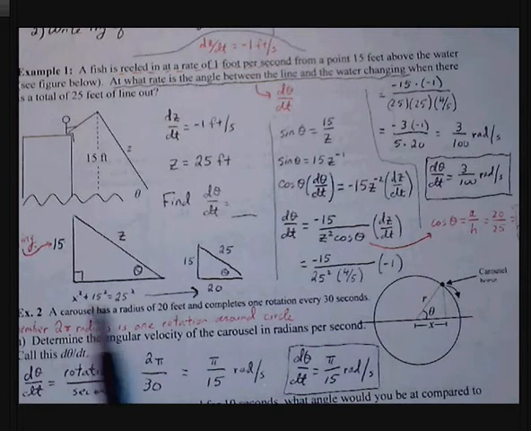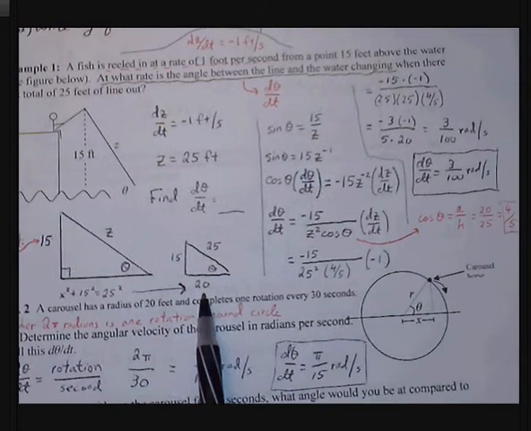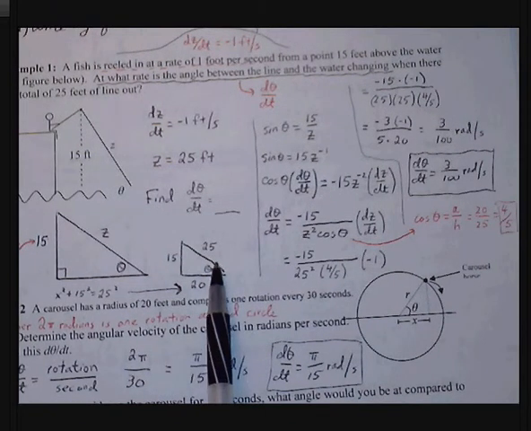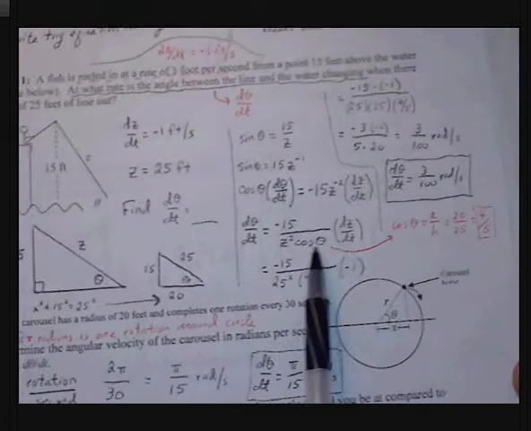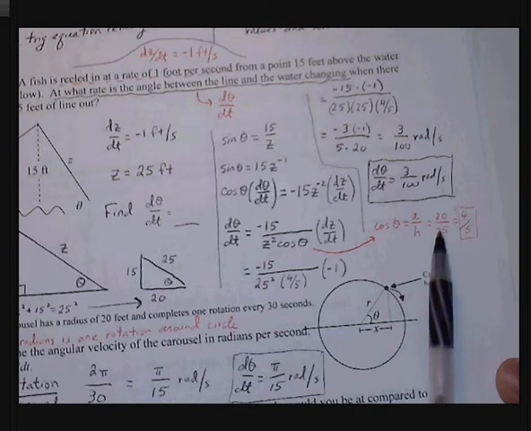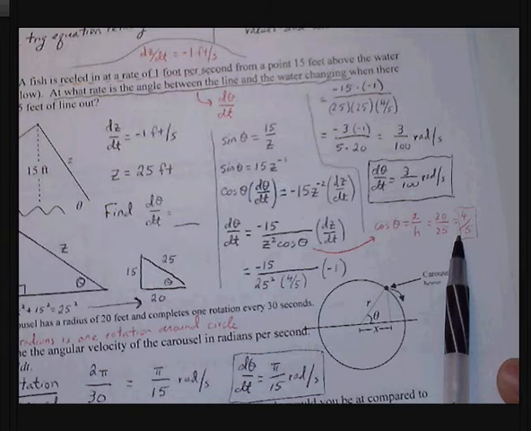So cosine of theta is just going to be adjacent over hypotenuse, so 20 over 25. I can reduce this to be 4/5. So then negative 15 over z, which is 25, z squared, times 4/5 times negative 1.